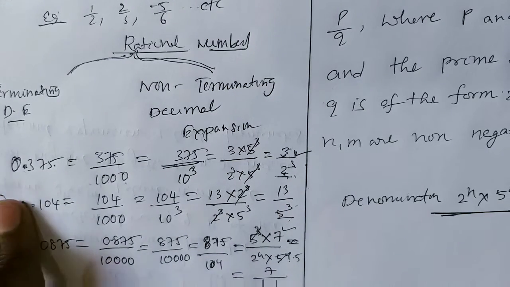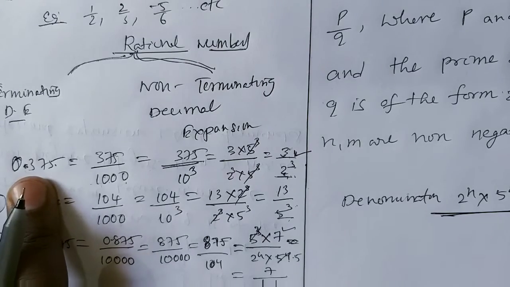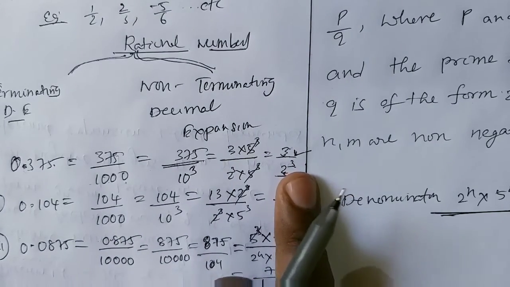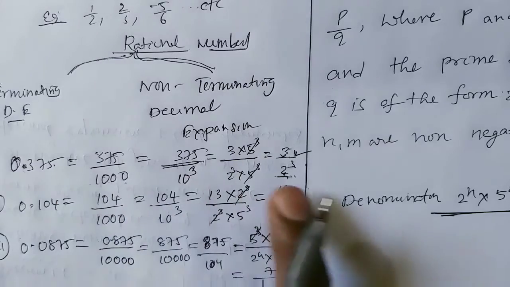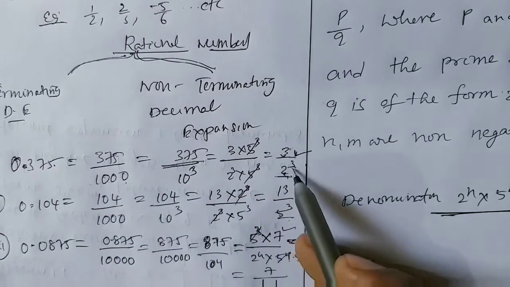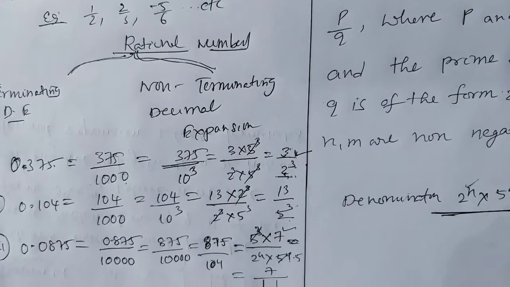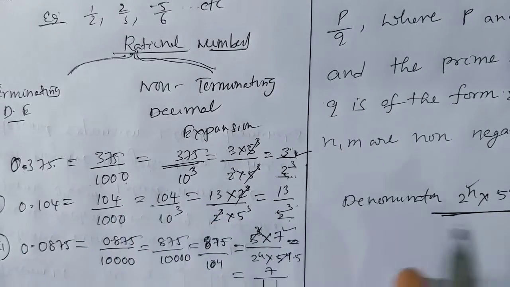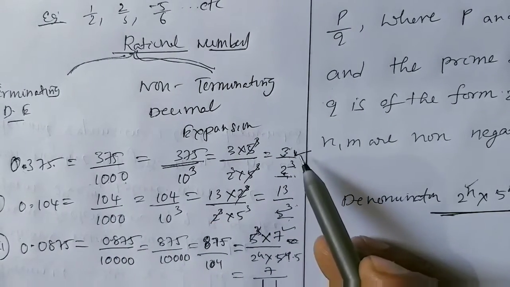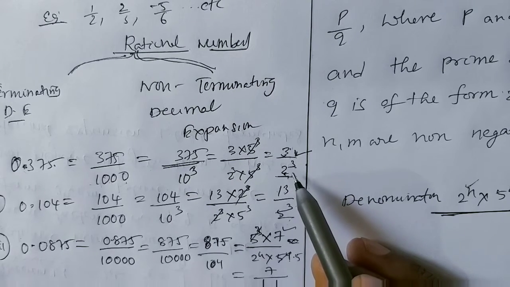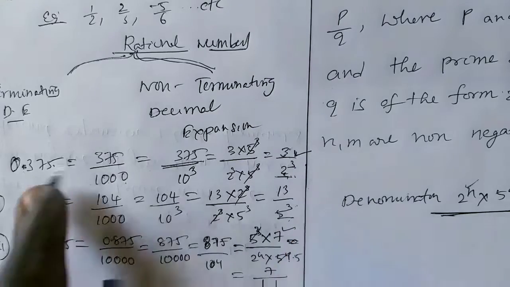First, what is the statement? A terminating decimal expansion we can convert into P by Q form, where P comma Q are co-primes, such that the denominator contains only either 2 powers or 5 powers, or the combination of both. That is the statement. The converse of the statement: a rational number in the form P by Q, whose denominator has the factors only 2 and 5, we can convert into a terminating decimal.